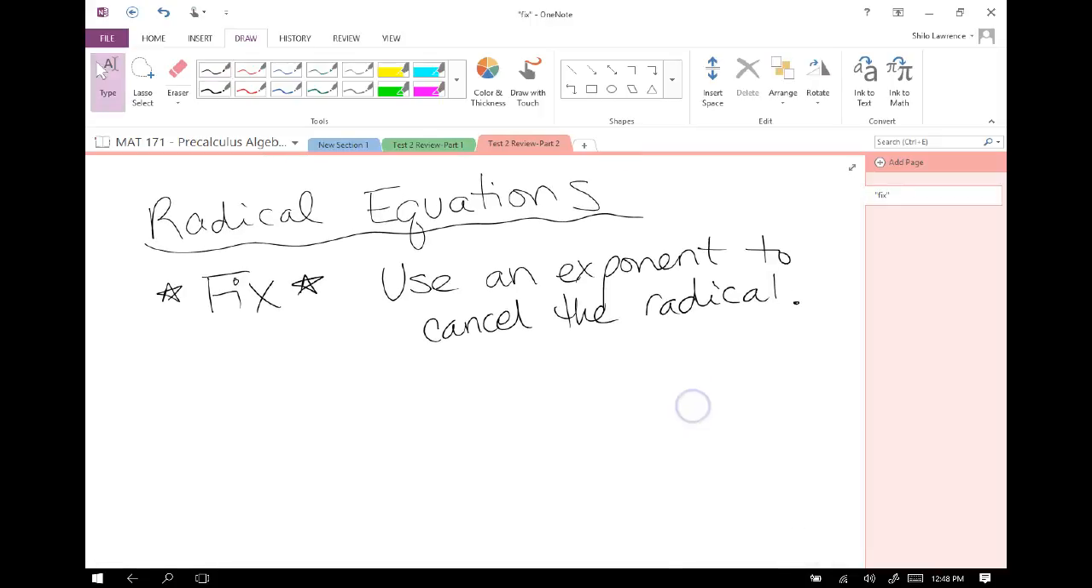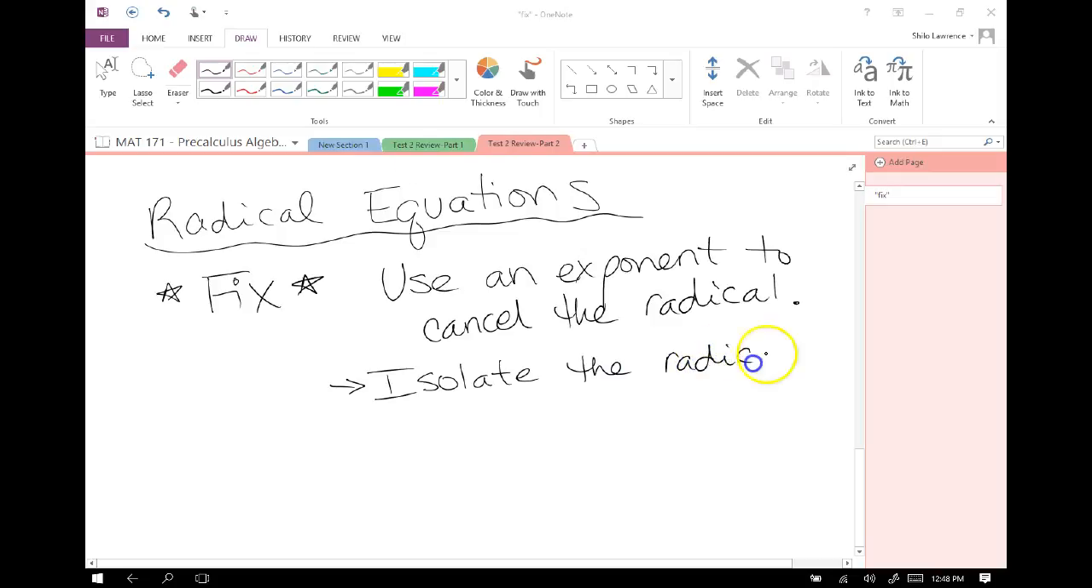Most often, though, the power is not your first step. You need to make sure that the radical is all by itself first. You want to isolate the radical as the first step of the problem. And the reason we need to do that is because when we put the power or this exponent into the problem, we can only put it in once on the left side of the equation and the right side of the equation.